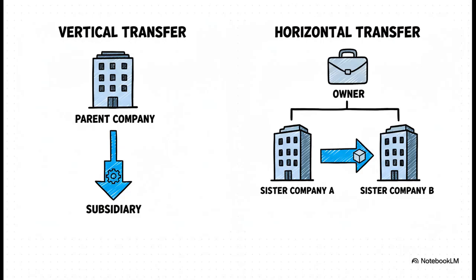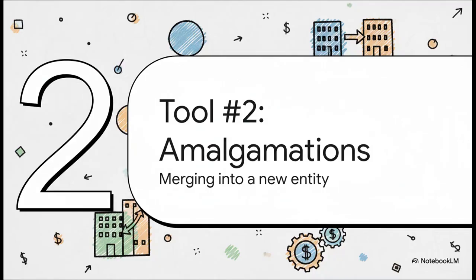And these transfers basically come in two flavors. A vertical transfer moves assets between a parent company and its subsidiary. It's a simple move up or down the org chart. A horizontal transfer, on the other hand, shifts assets between two sister companies that happen to share the same owner. And believe me, the choice between them has some very real consequences for who's in control and what the ownership structure looks like.